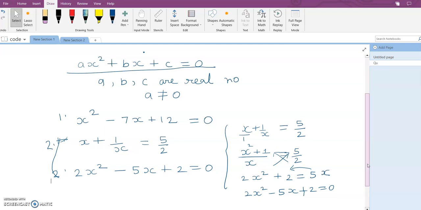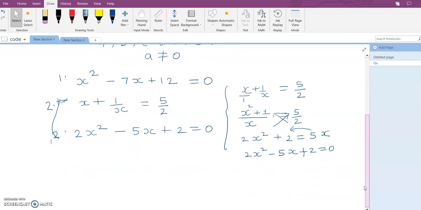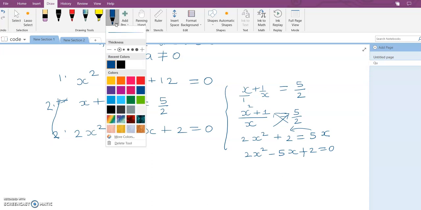So this is a quadratic equation. Now next topic is roots of quadratic equation. So let's see what are the roots.